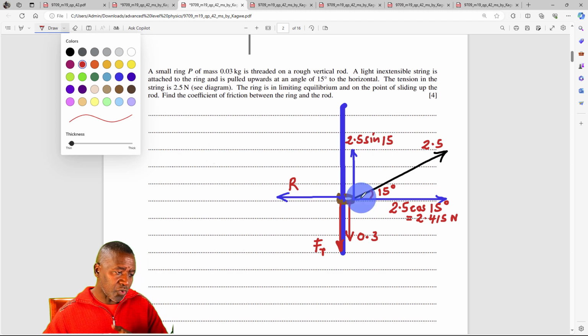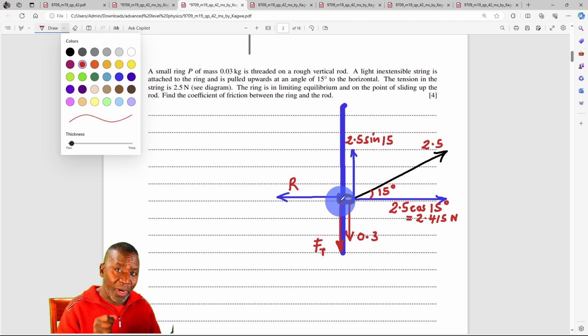The other force is this. The ring makes contact with the rod at this side. And therefore, I'm supposed to get the normal component of the contact force. You know, there is a contact force between the ring and the rod. And that contact force has two components. One of them is the frictional component, the other one is the normal component.